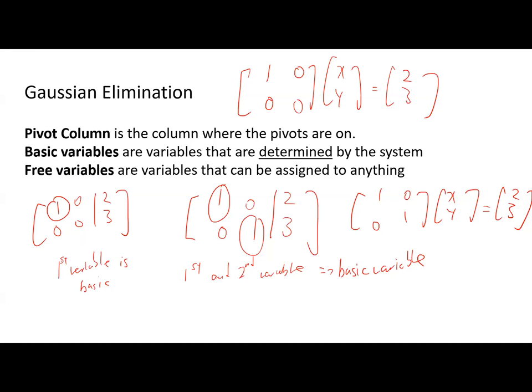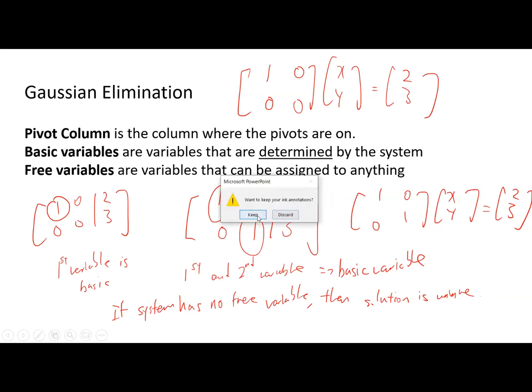So back to the question, how do we know whether the system has a unique solution or infinitely many solutions? If the system has no free variable, then the solution is unique. Basically, it's because all variables are determined by the system, so you have no degree of freedom. The answer is fixed. There's only one answer. In other words, if there exist free variables, then because the free variables can be anything, it means it has infinitely many solutions.